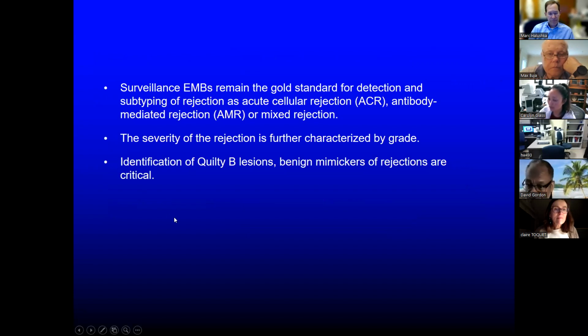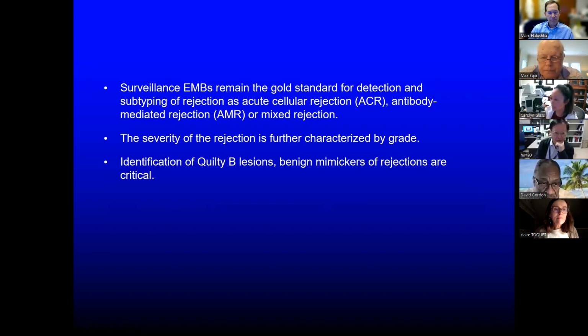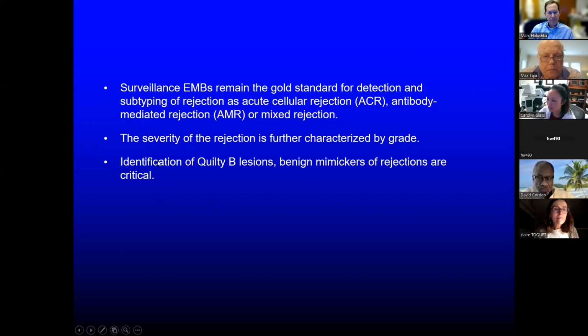Okay, so background, I don't think I need to go too deeply into background with this group, but as we all know, surveillance endomyocardial biopsies still remain the gold standard. And so pathologic diagnosis and agreement upon that is critical. And subtyping of rejection, such as ACR, AMR, or mixed rejection, and the accuracy of that is critical to determine if clinicians are going to treat. Most institutions are going to treat at ACR 2 or higher. And for AMR, my understanding, again, it depends, but it's usually going to be pAMR2 that's going to be treated. The severity of rejection is characterized by grade, as I said.